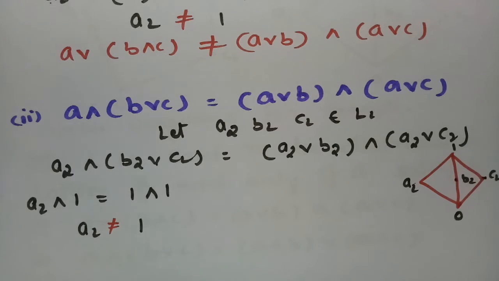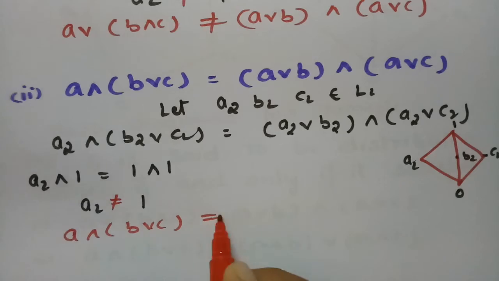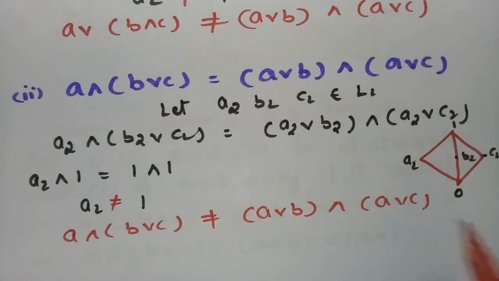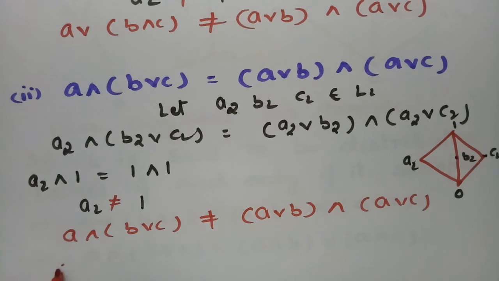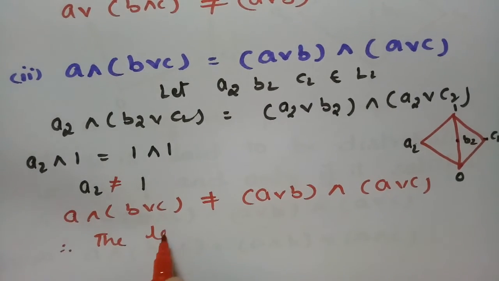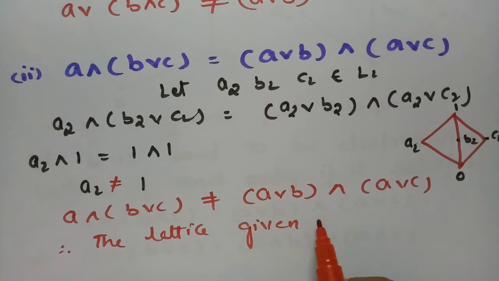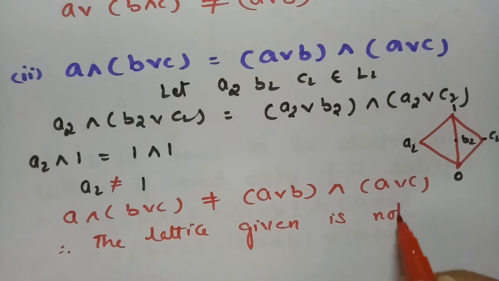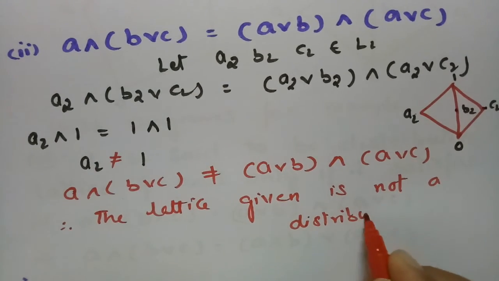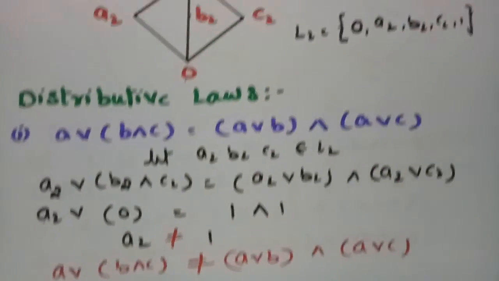Hence we say that A meet (B join C) is not equal to (A meet B) join (A meet C). Therefore, the lattice given is not a distributive lattice. It is not a distributive lattice. So this is how we have to check the laws, and this is so simple.